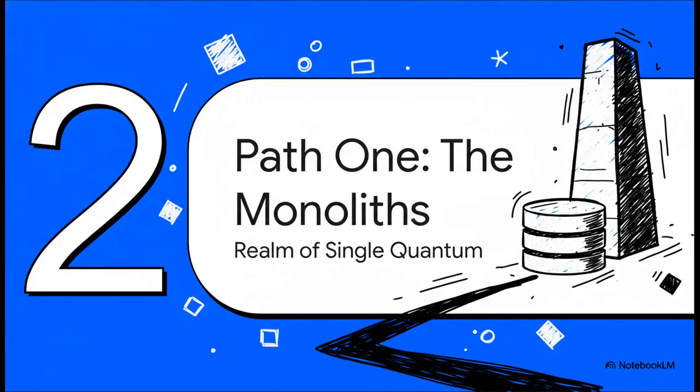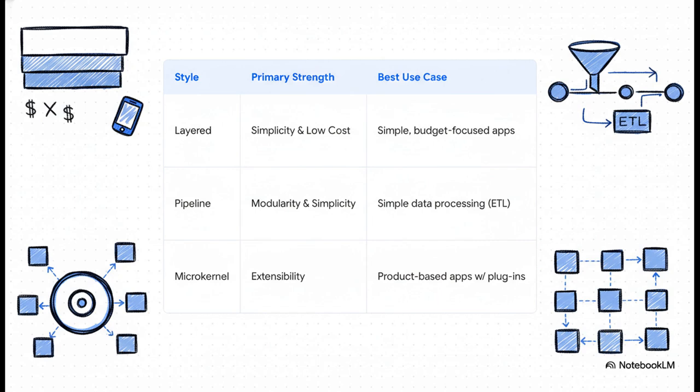Okay, so let's head down that first path, the monoliths. This is the realm of the single quantum. We're usually talking about one big deployment unit and a single shared database. And you know what? For a ton of projects, this is exactly the right place to start. Now, even on this path, you've got choices. It is not a one-size-fits-all deal.